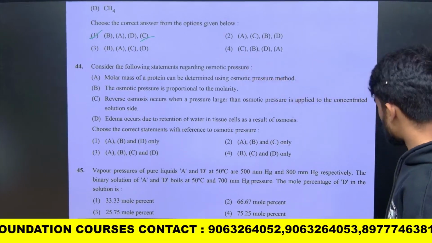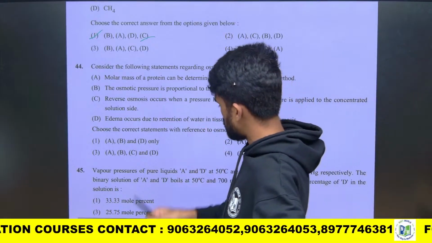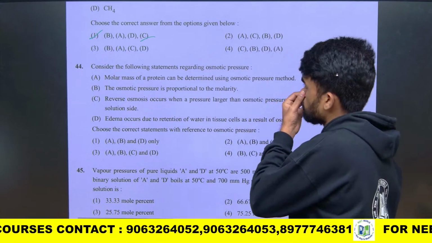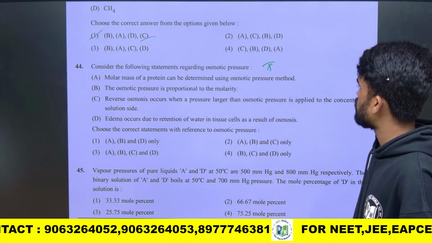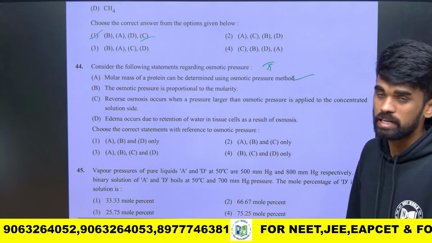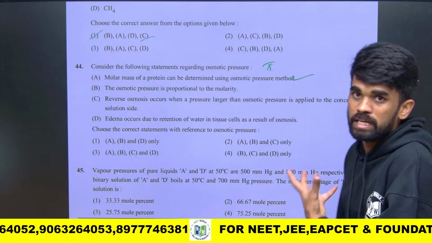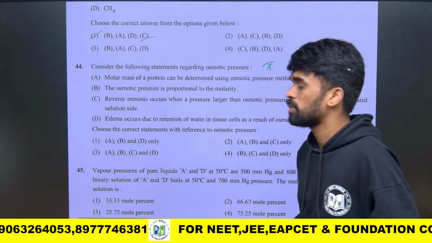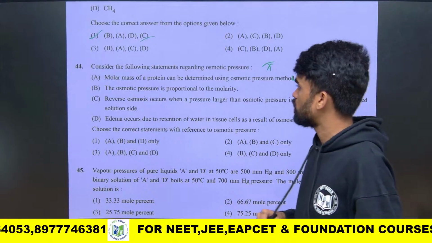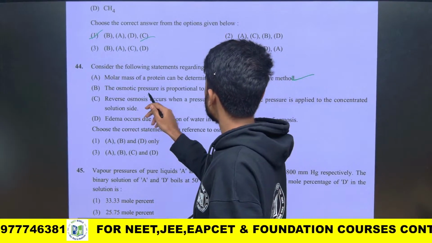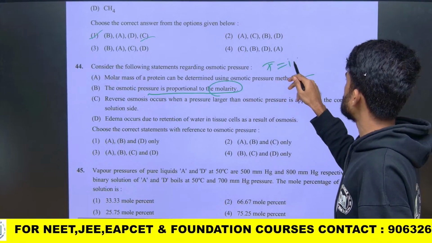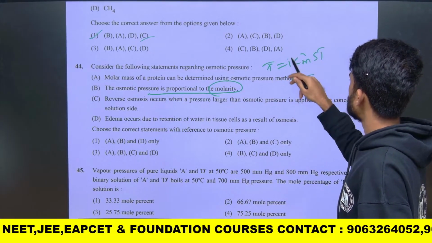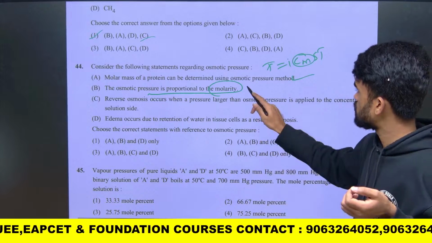Okay. Next, arrange the following statements regarding osmotic pressure. Molar mass of a protein is determined by osmotic pressure. Yes, correct. Osmometry is a technique used to find the molecular mass or molar mass of proteins. Osmotic pressure is proportional to molarity. So pi equals C_M S T, we are writing now. C_M means molar concentration, that is also correct.